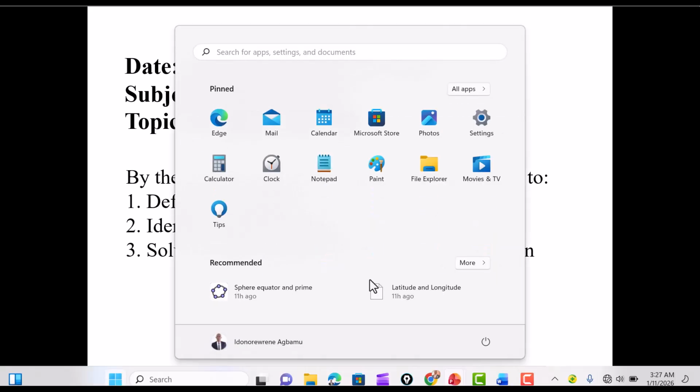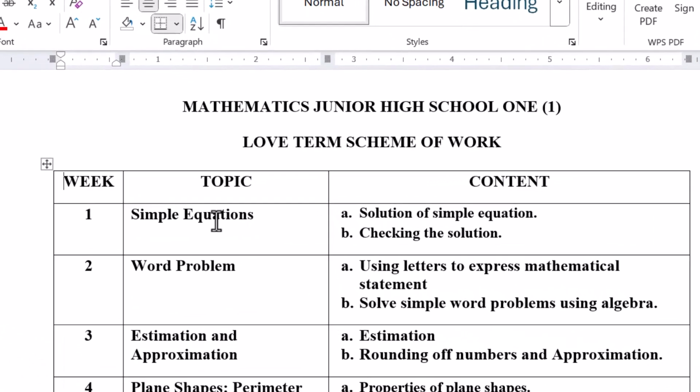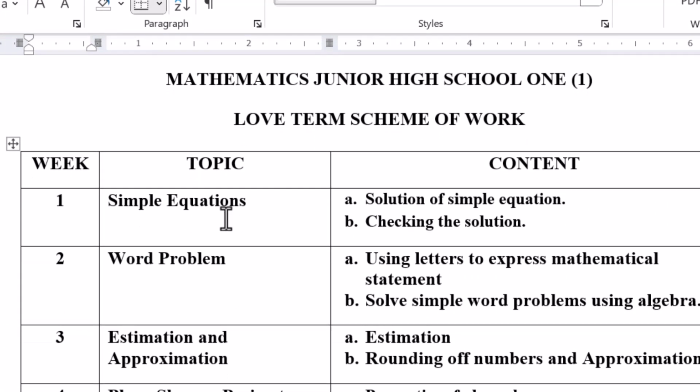Don't forget, let me go through our scheme so that you can see it. So this is our scheme of work for the term. I believe everybody has copied it in their notebook, and I've done revision of last time's work with our exam question based on algebraic expression. So that was what we did last.